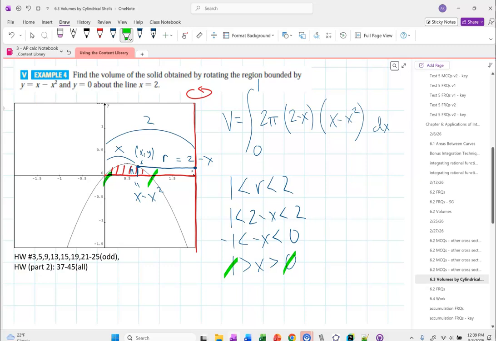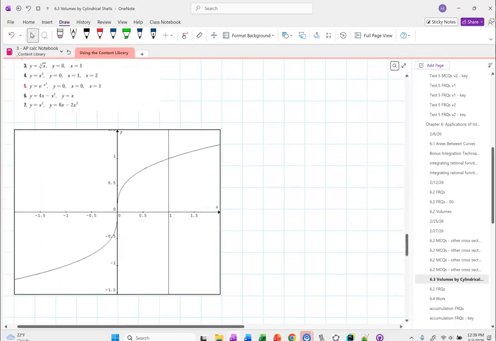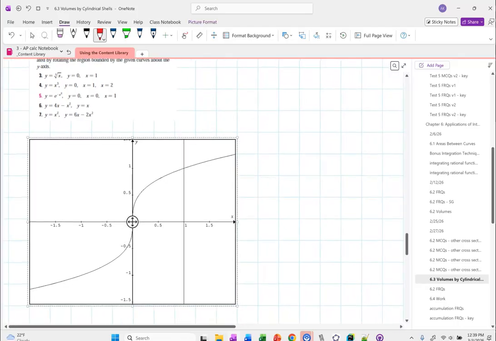How is this going, guys? I have some more examples. Should we keep going? More exampling? So this is part of the homework.